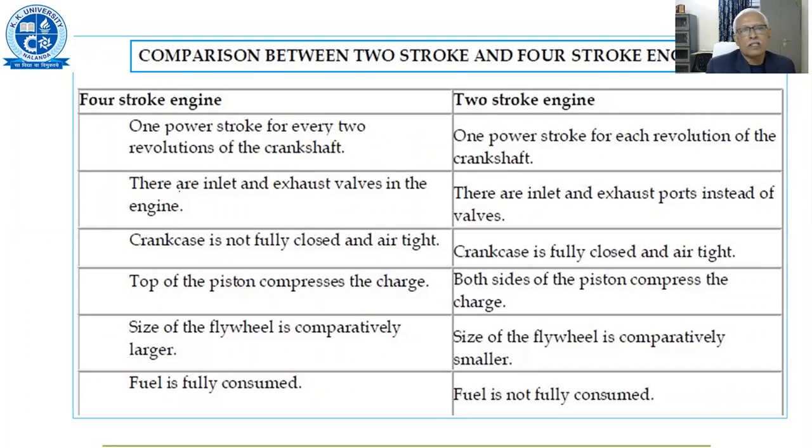So in the case of a 4-stroke engine, the crankcase is open to the atmospheric pressure. That means it's not closed, it's not totally airtight. Whereas in the case of a 2-stroke engine, the crankcase is fully closed as well as airtight. So no leakages are permitted. If there is any leakage, we'll be losing what is called the air-fuel mixture. That means power loss happens if there is any leakage.